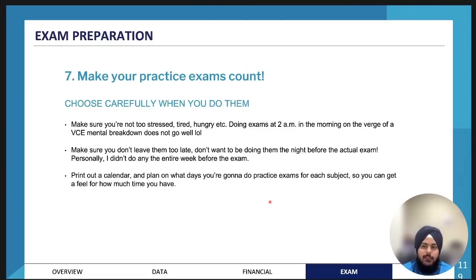So at the beginning, this might not really make sense, but as you get closer and closer to the exam, try to do them extremely under exam conditions. What I mean is, do them at the exact time when the exam is scheduled. So if it's in the morning, do them in the morning. If it's in the afternoon, do them in the afternoon. Really try to replicate those conditions as best as possible.